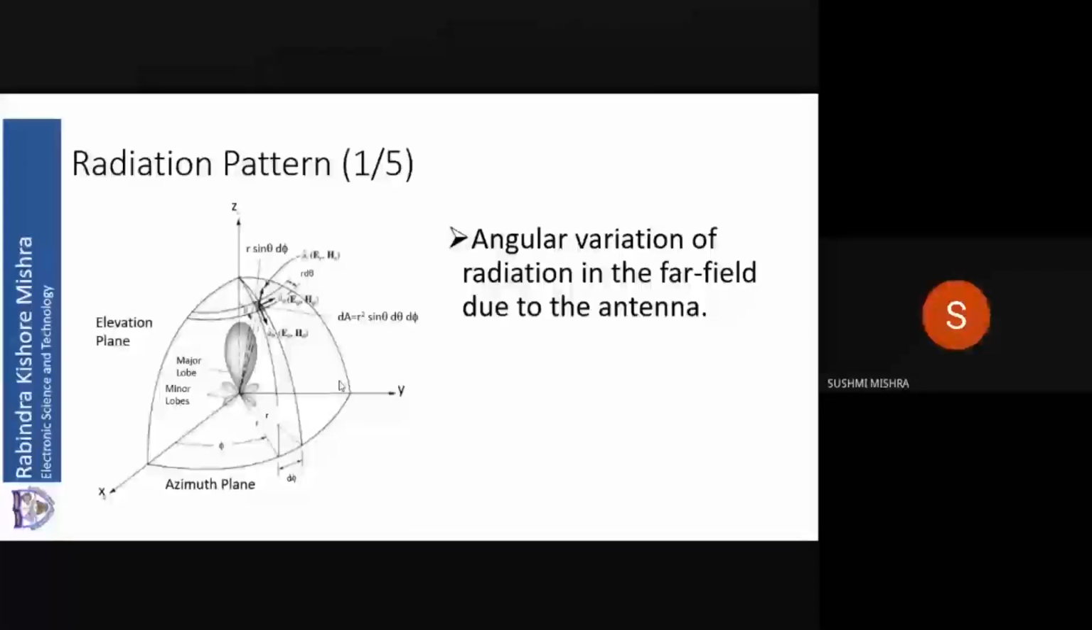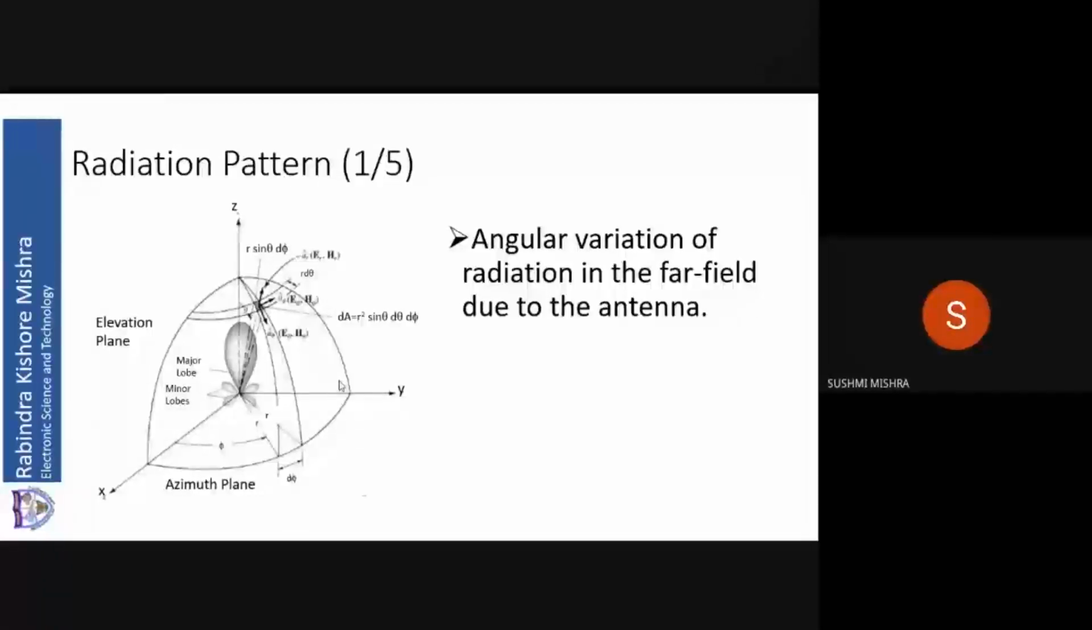Both of them have the same origin. So if the origin is the same, I am putting my antenna there, and my antenna is radiating as shown in the picture around the origin. You can see there is a large lobe, and there are smaller lobes.